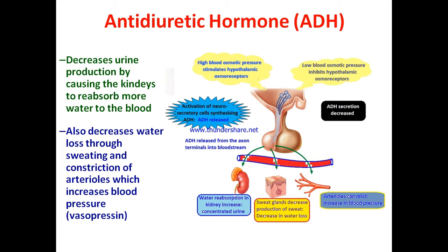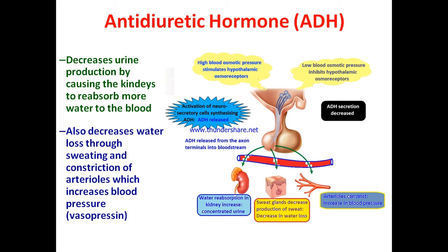How is the synthesis of ADH controlled? ADH synthesis and release is controlled by osmolarity of the blood. High blood osmotic pressure stimulates hypothalamic osmoreceptors. Osmoreceptors are present in the hypothalamus. Increased osmotic pressure of the blood stimulates these osmoreceptors. As a result, activation of neurosecretory cells occurs, which induces synthesis of ADH and ADH will be released. ADH is released from the axon terminals into the bloodstream. This reaches the kidney. As a result, water reabsorption in kidney increases and concentrated urine will be produced.